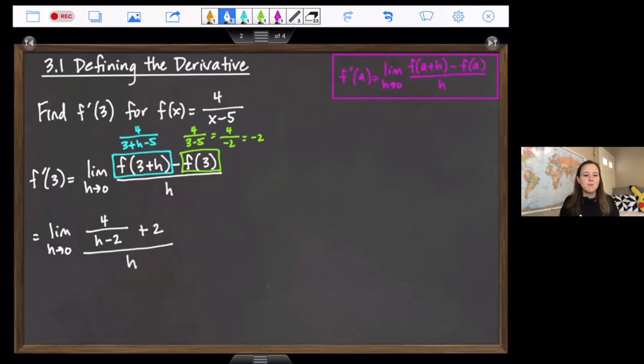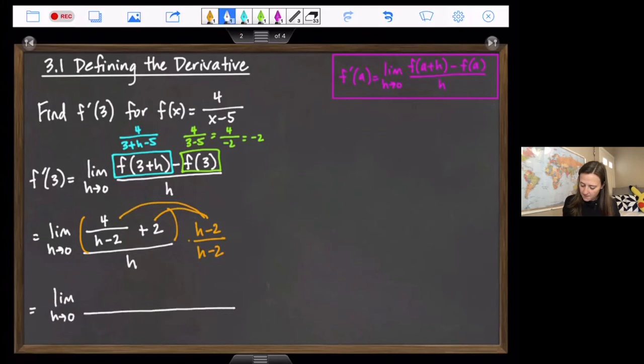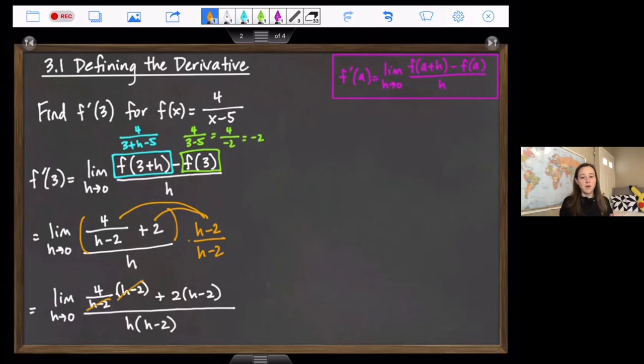And there are lots of different ways to simplify that complex fraction. The trick I showed you was to multiply through by the common denominator. So I'm going to multiply top and bottom by h minus 2. And that's going to clear out that denominator. So we're going to distribute an h minus 2 to the fraction and to the 2. So I've got limit as h goes to 0. We're going to have that 4 over h minus 2. We're going to multiply that by an h minus 2, plus 2 times h minus 2. And then we'll apply one to the denominator as well. So h times h minus 2. All right, and we do that so that this h minus 2 goes away.